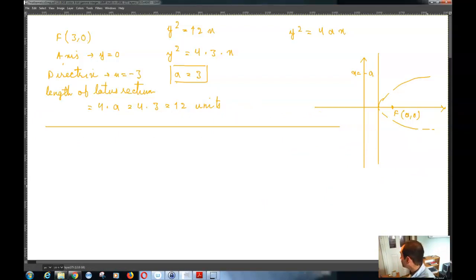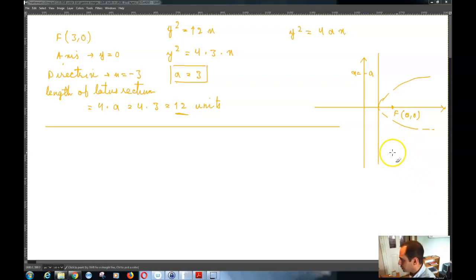Then we go to the answers. So over here my focus is 3, 0, axis would be x-axis, or y is equal to 0. The directrix is x is equal to negative 3, and the length of latus rectum is 12.